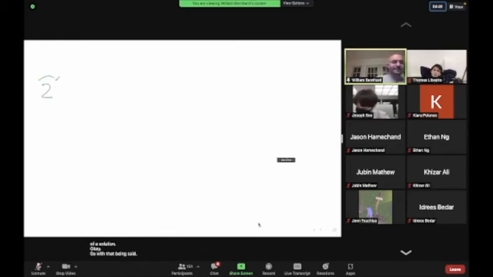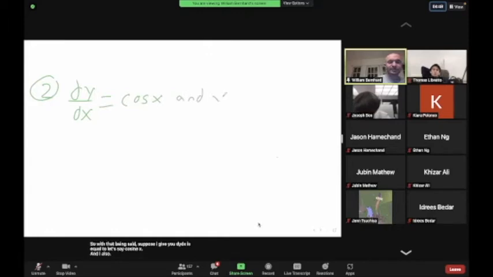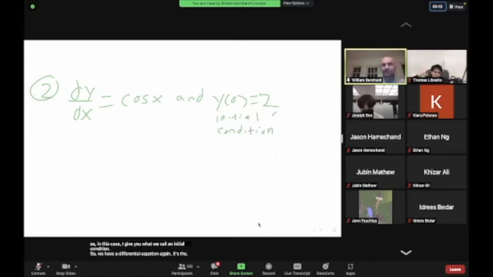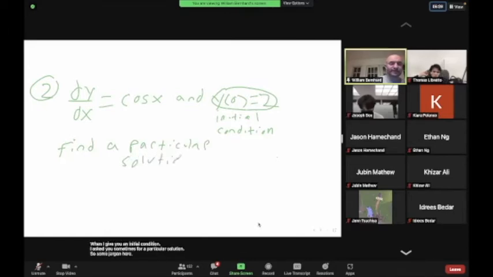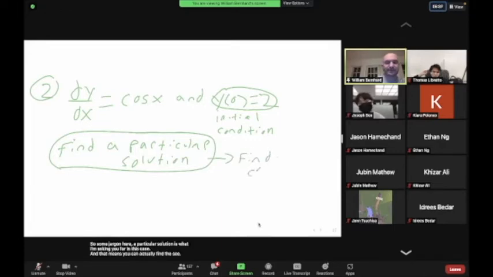Okay. So with that being said, suppose I give you dy/dx is equal to, let's say, cosine x. And I also tell you that y of 0 is equal to 2. So in this case, I give you what we call an initial condition. So we have a differential equation again, dy/dx equal to cosine x. And this time I give you an initial condition. When I give you an initial condition, I ask you sometimes for a particular solution. So some jargon here. A particular solution is what I'm asking you for in this case. And that means you can actually find the c because of the initial condition.